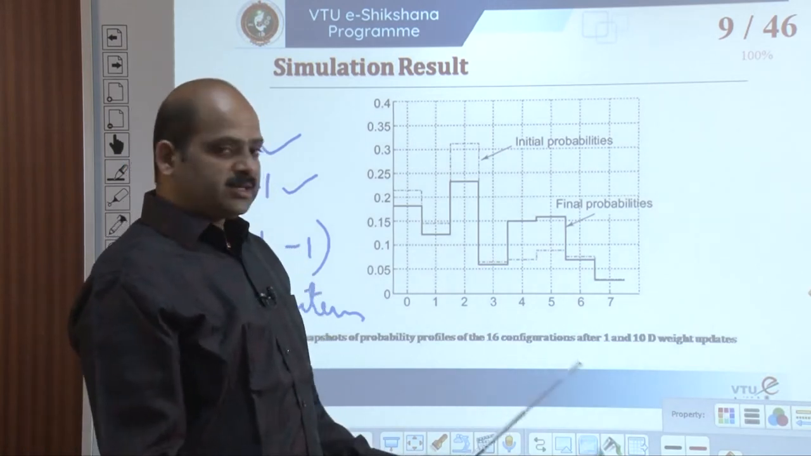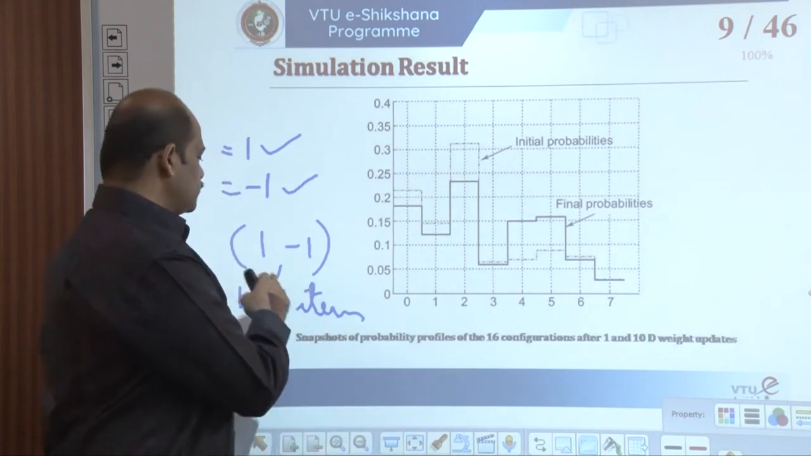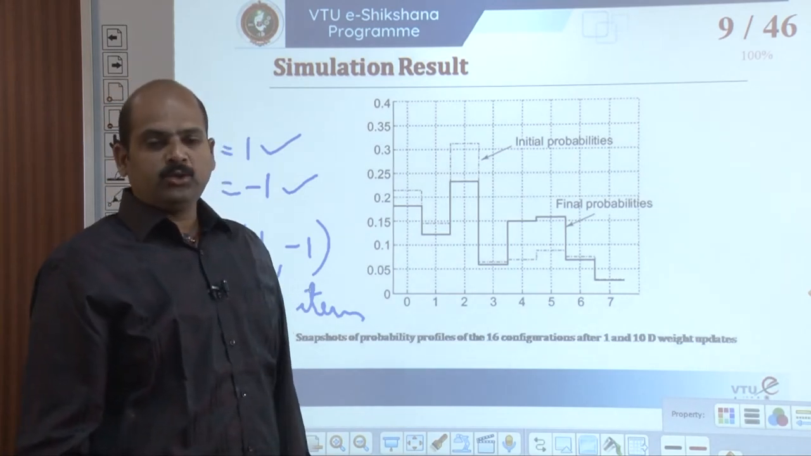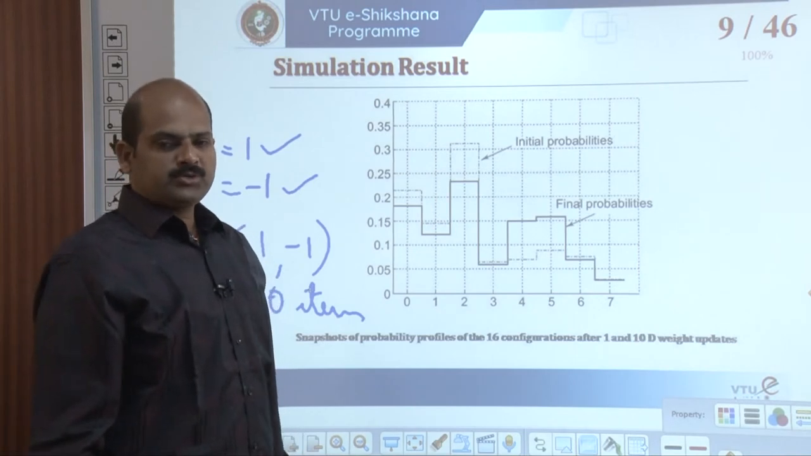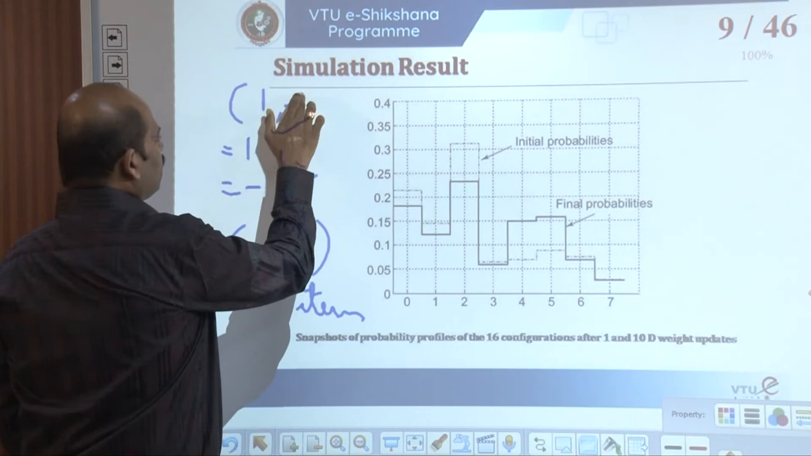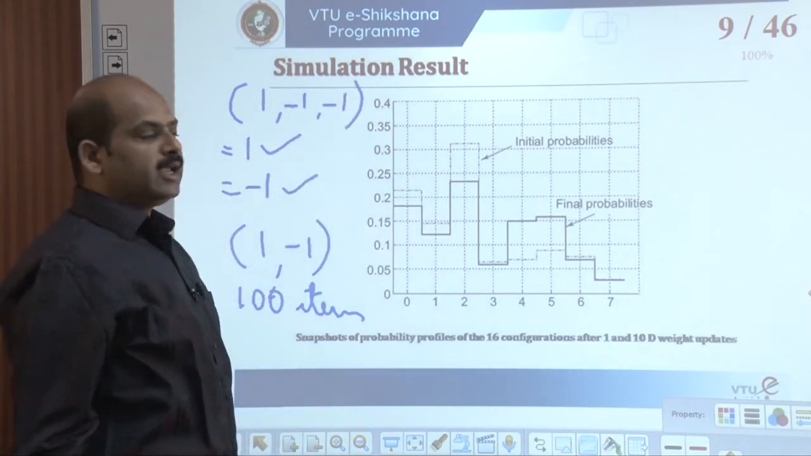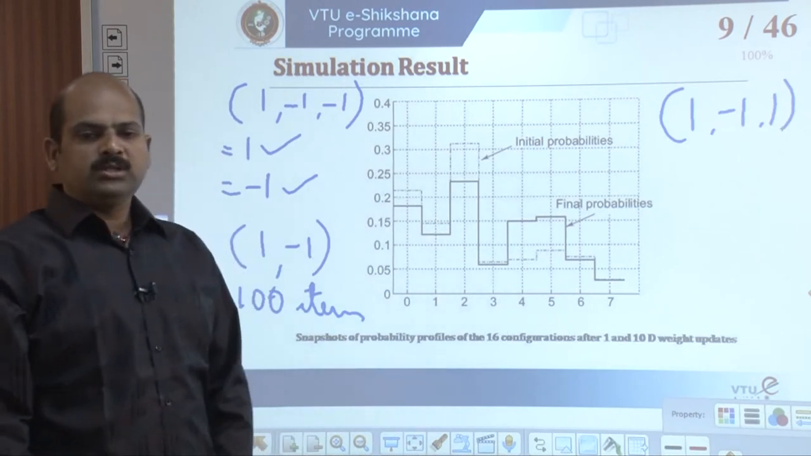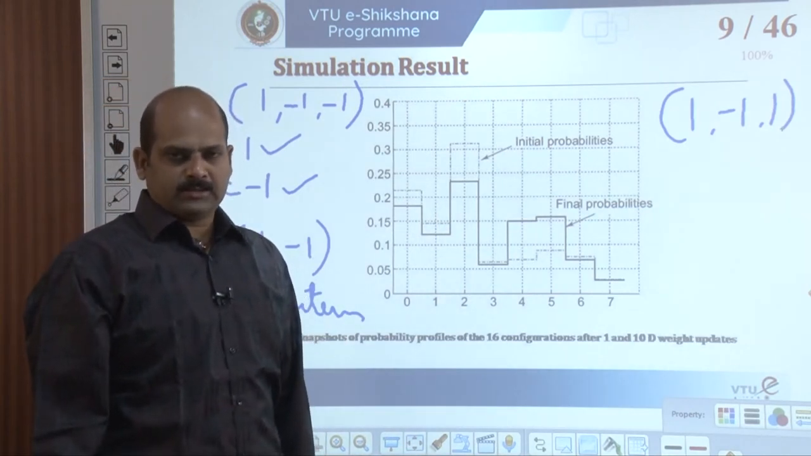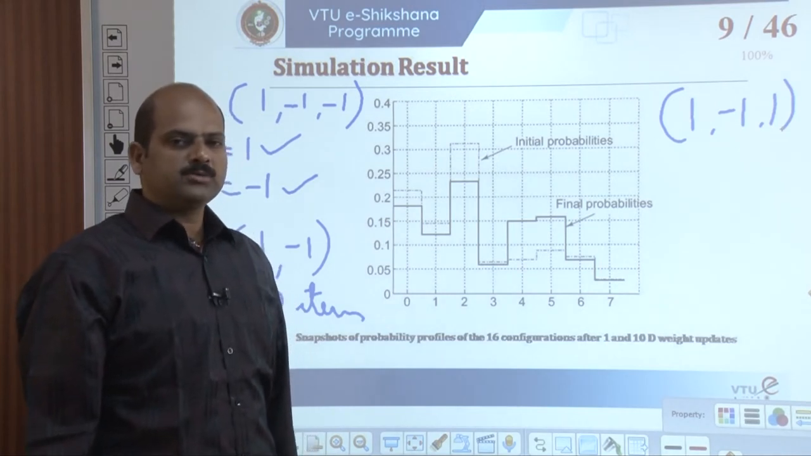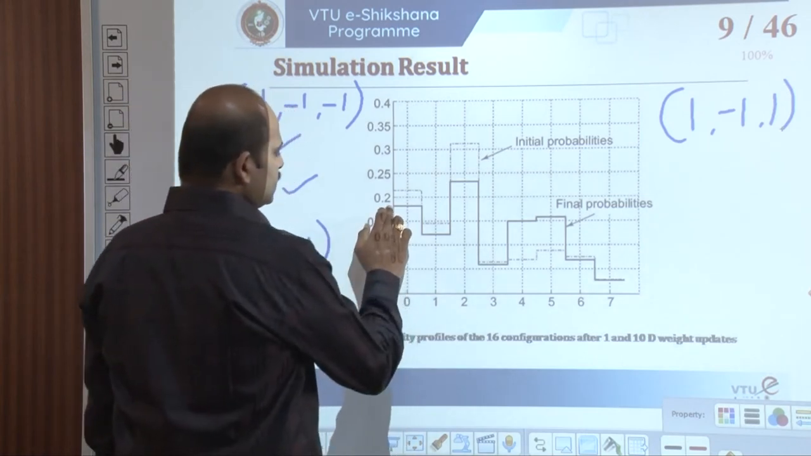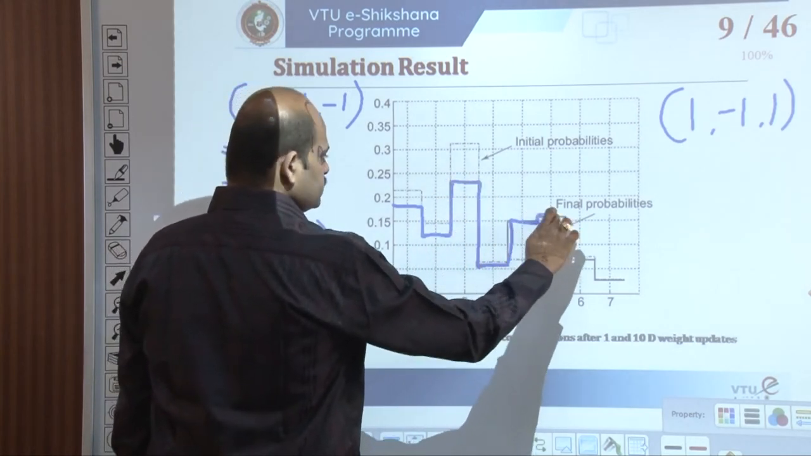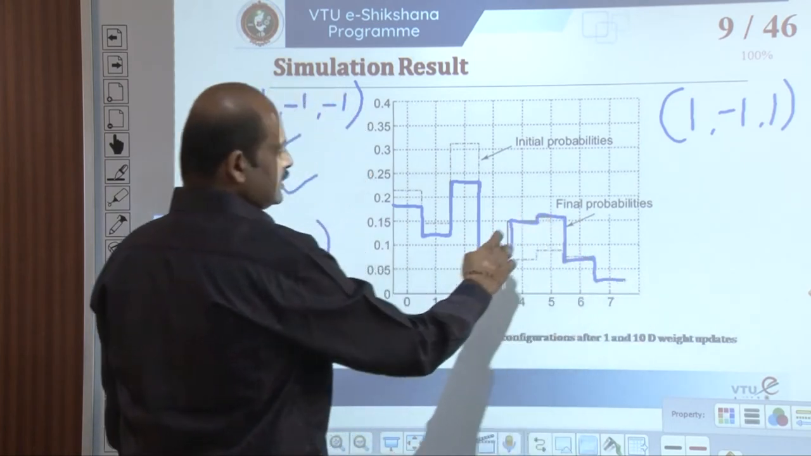Note that since we wish the state 1 comma minus 1 to appear with increasing probability as learning proceeds, it can be changed as 1 comma minus 1 comma minus 1, or it can be changed into 1 comma minus 1 comma plus 1. Okay. So, the probabilities of the remaining 6 states should decrease, and these probabilities are calculated from the Boltzmann distribution. As we have come across, the 8 states are there.